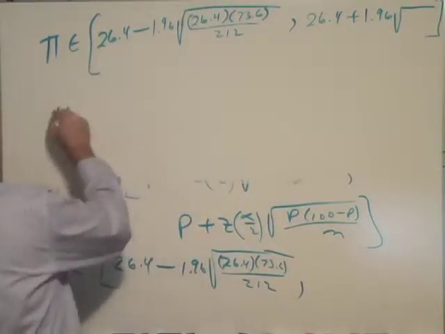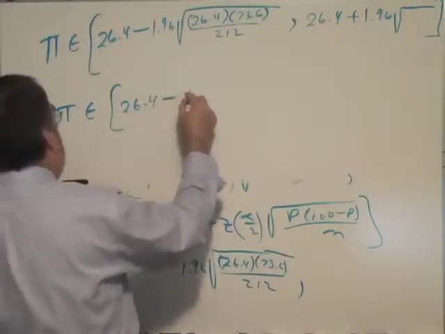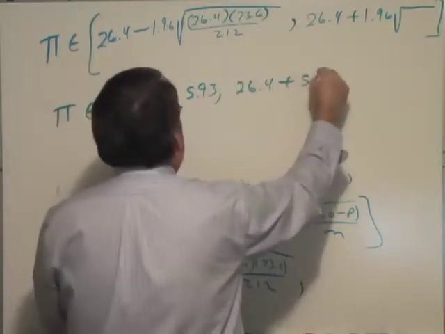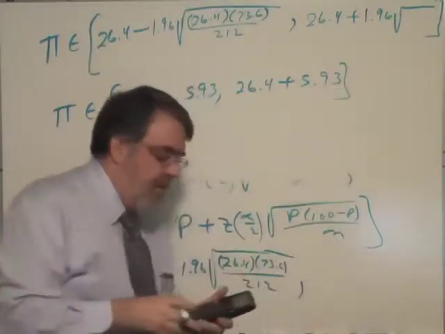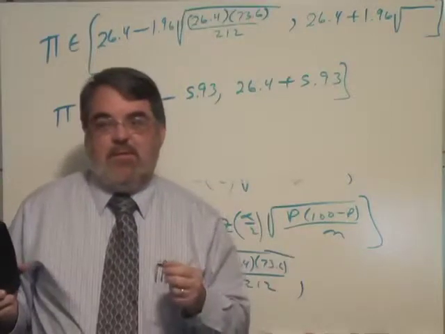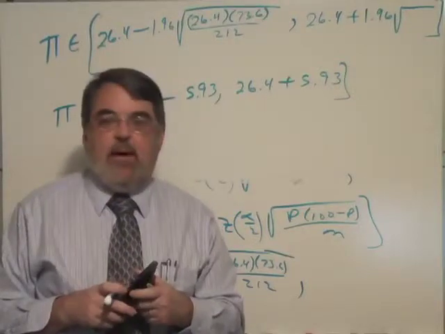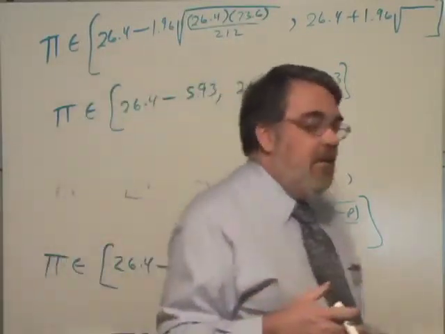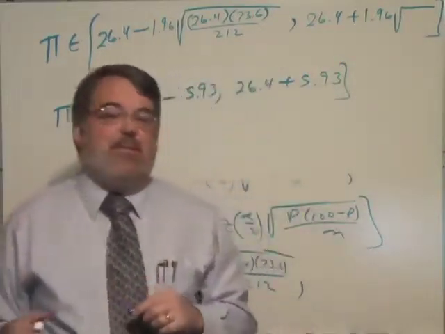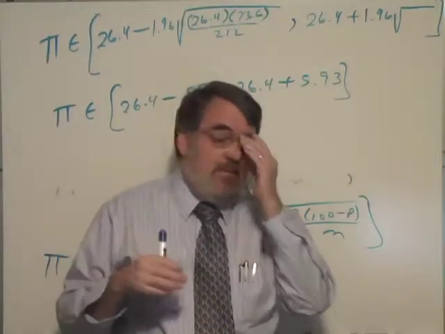So pi belongs to 26.4 minus 5.93, and then 26.4 plus 5.93. Our margin of error is almost 6% for the sample size. If you think about opinion polling in the news media, opinion polls normally give a margin of error as a plus or minus number, usually plus or minus 3% or 4%, because they take bigger samples. This is a smaller sample.